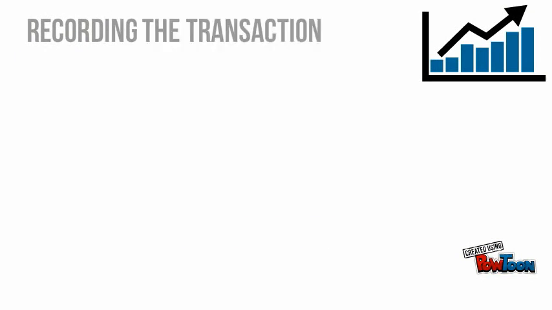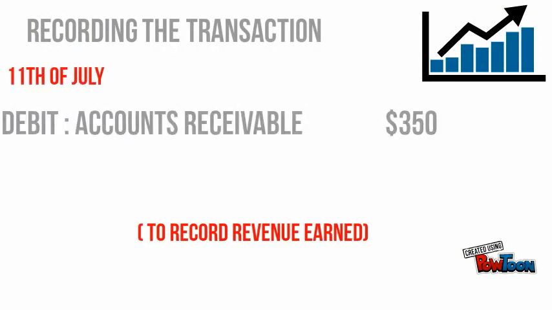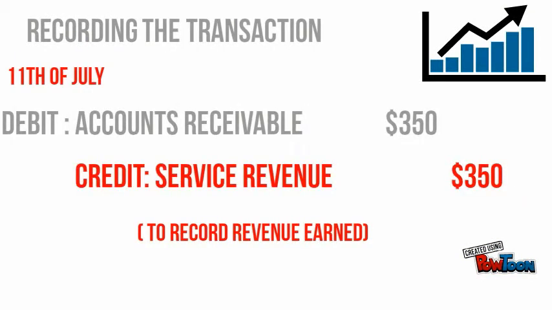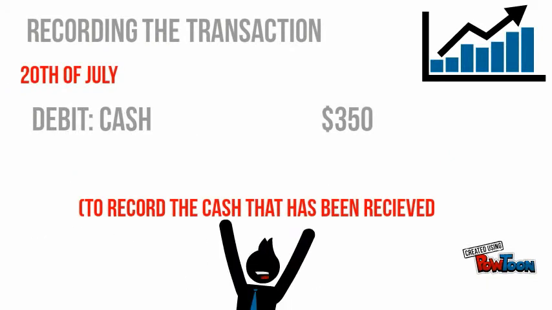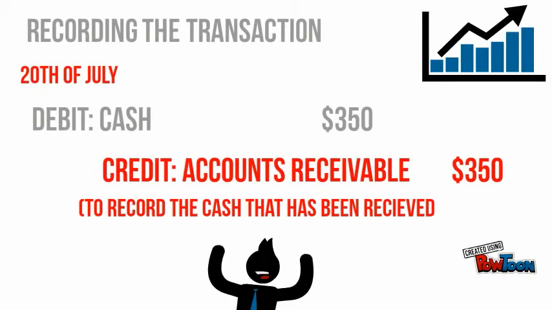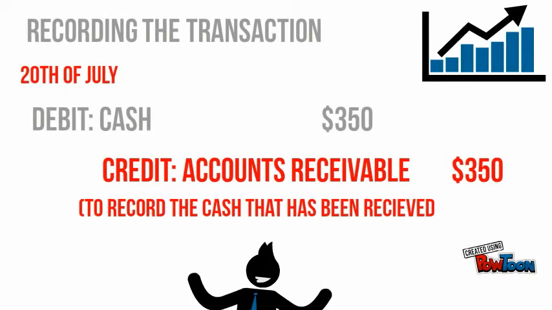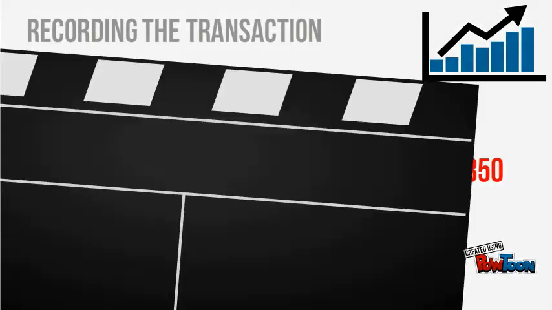To first record the revenue earned, we would debit accounts receivable for $350 and credit service revenue. Then, to record the cash that we have received, we would debit cash for $350 and credit accounts receivable for $350. Successfully showing an adjusted journal entry.